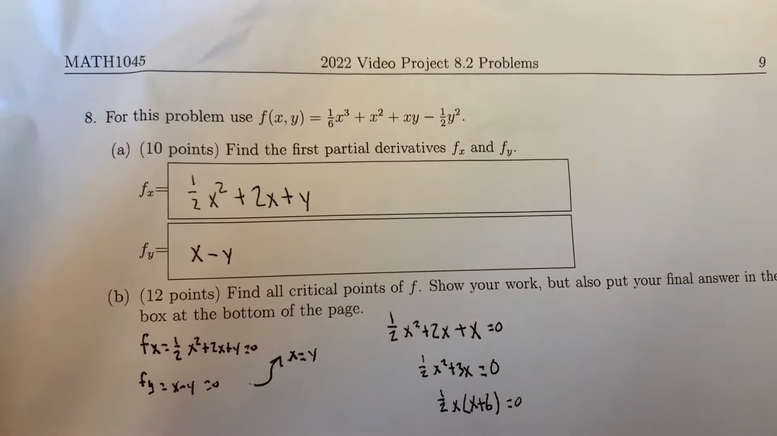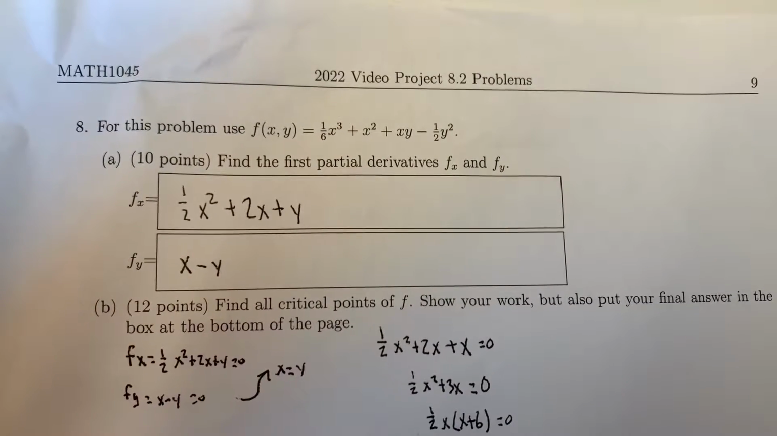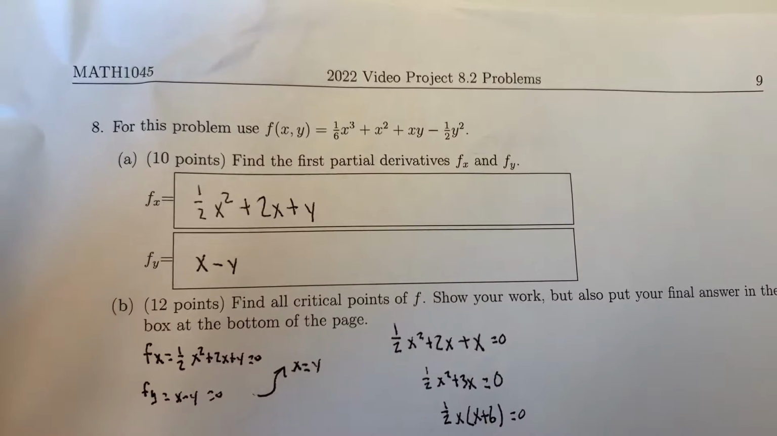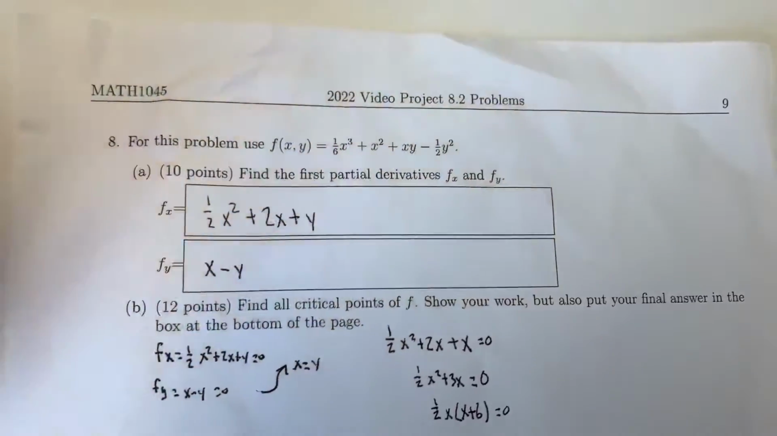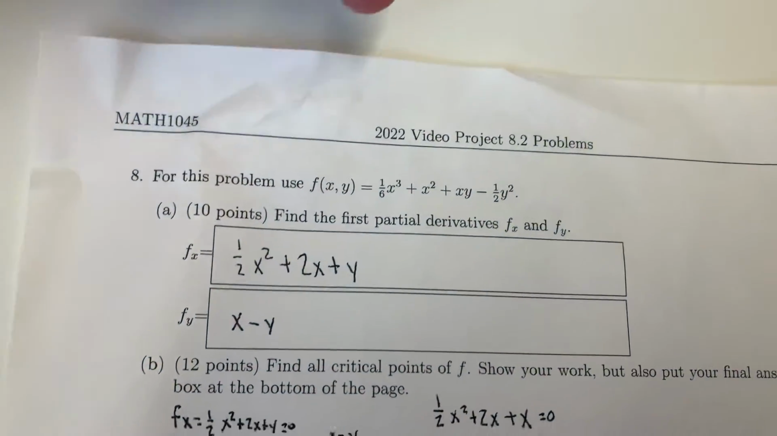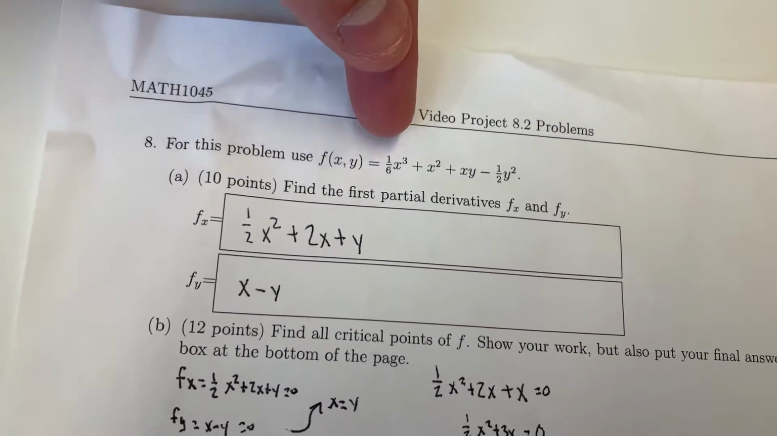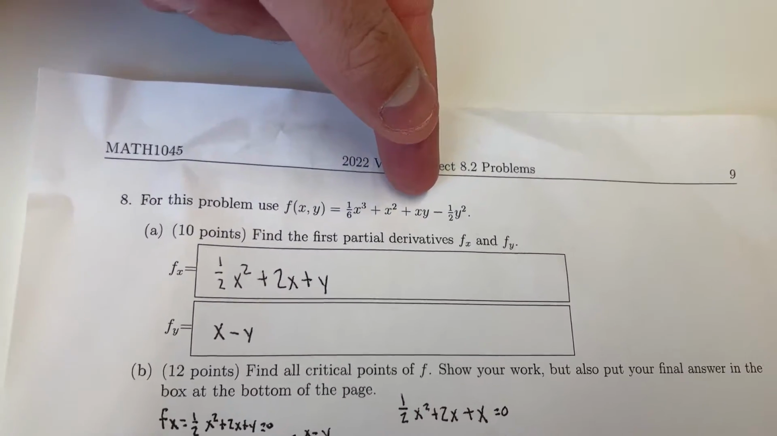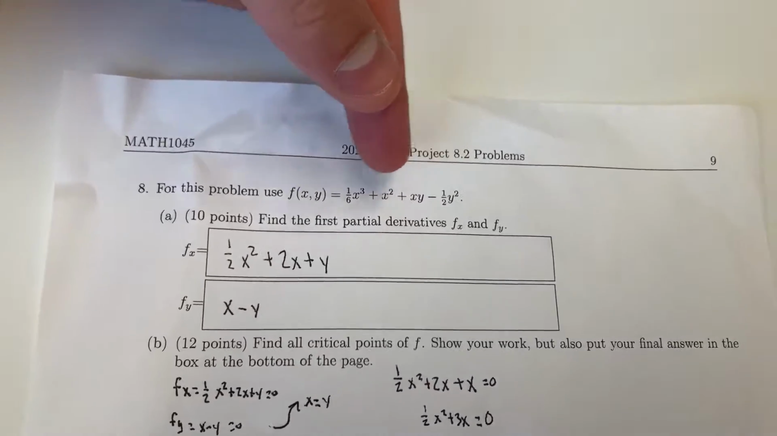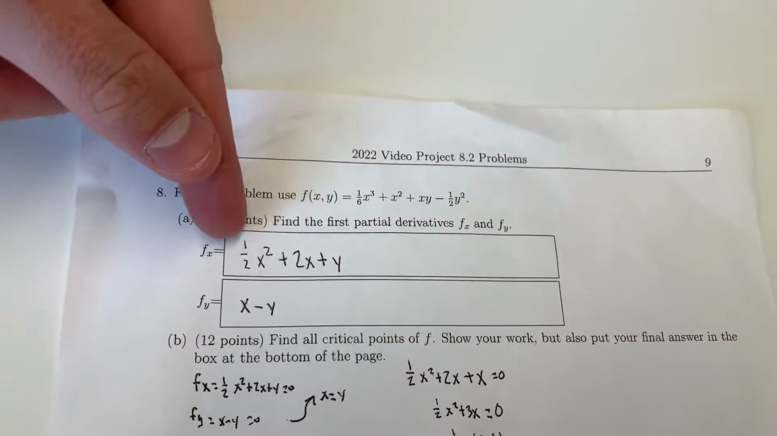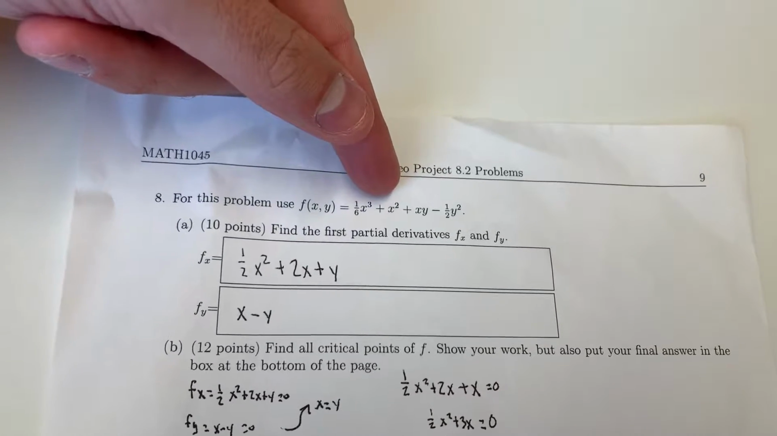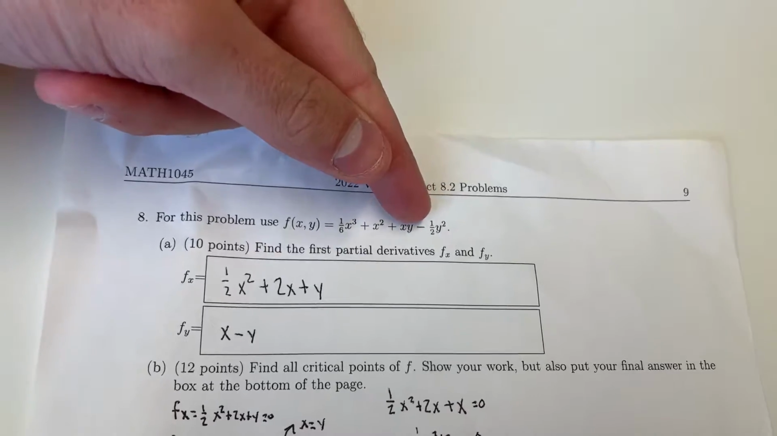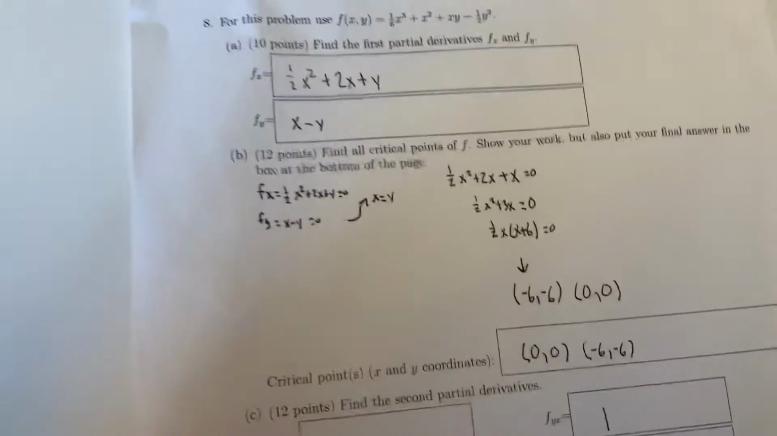So, as you can see right here, part A says find the first partial derivatives of f of x and f of y. So right here, finding the first partial derivatives of f of x and f of y, we will start right here and only look for the x's with f of x. So that would make it 1/2 x squared plus 2x plus y, because that x would be equal to 1. And then right here, looking for the f of y, there is no y here, there is no y here, but there is a y here, so that would make it x minus y with that derivative.